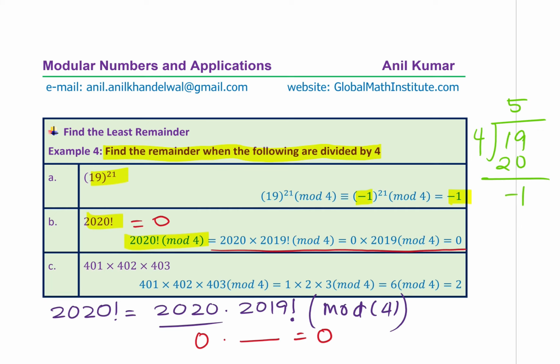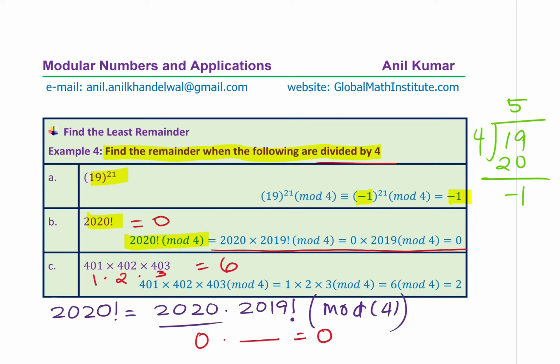Part C here is, we'll now find the mod 4 for 401, 402, and 403. How do we figure this out? So we are also learning the properties of modular arithmetic in this particular case while doing these examples, right? So the thing here is that we have to divide by 4. When I divide 401 by 4, I get remainder 1, 402 will give me remainder 2, and 403 will give me remainder 3. Now, the property here is that the remainder of all this mod 4, when you divide by 4, is going to be the product of these three remainders, which is 6.